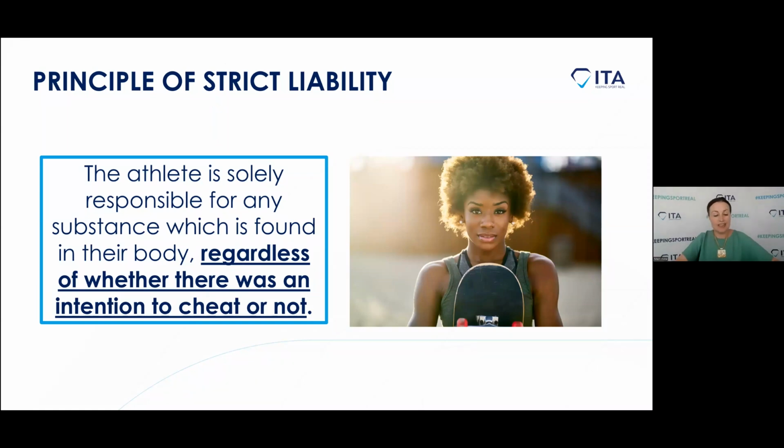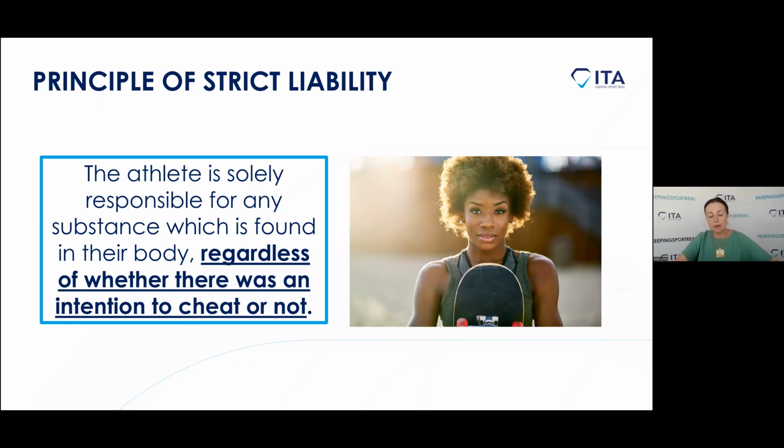So as we saw on the last slide, athletes are responsible for what they ingest. And this is one of the main anti-doping policies known as the strict liability rule. It means that each athlete is strictly liable for the substances found in their body. And an anti-doping rule violation occurs whether or not the athlete intentionally or unintentionally used a prohibited substance. This is one of the reasons it's so important to know your rights and responsibilities.